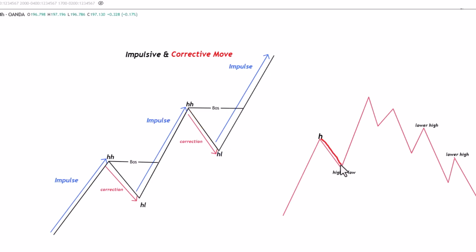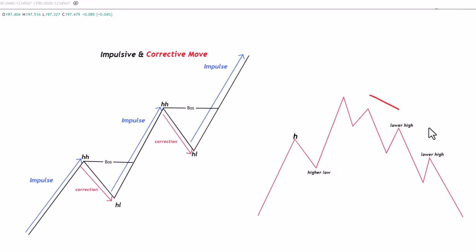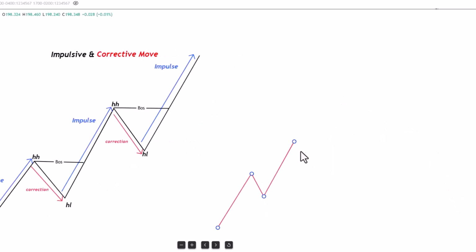In an uptrend, a corrective move pulls back to form a higher low. In a downtrend, it rallies up to form a lower high. These two types of movement create the rhythm of a trend: impulse, correction, impulse, correction, over and over. When you see a market making impulsive moves in one direction and only corrective moves in the other, you know which way the momentum is going. That's your bias. That's what you trade with.